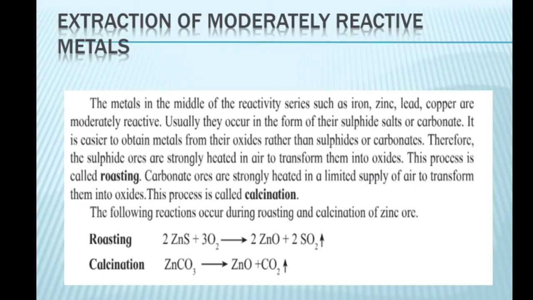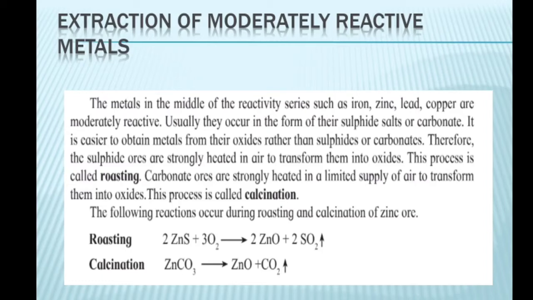Apart from carbon, reactive metals such as sodium, calcium, aluminium are also used as reducing agents for the reduction of metal oxides to obtain the metal. This is because these metals displace a moderately reactive metal from its compound. For example, when manganese dioxide is ignited with aluminium powder, the following reaction takes place. MnO2 plus aluminium giving you Mn plus Al2O3 plus heat.